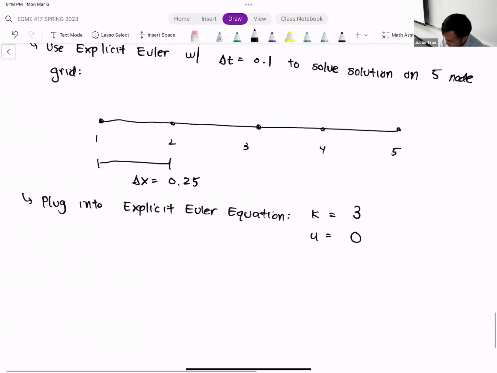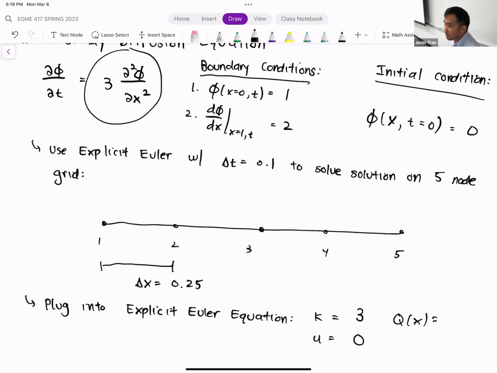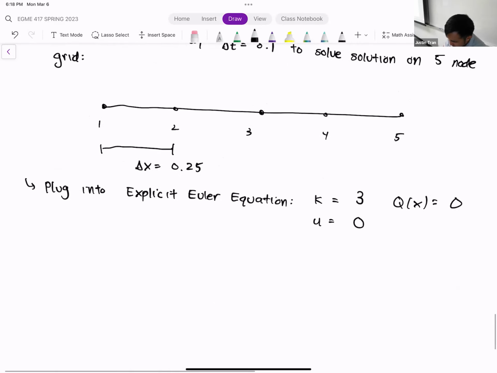So the source term. Remember, the source term is defined as any other functional part of the problem that does not involve phi. In this case, our source term is also 0. Okay? So we don't have to worry about that. Okay. So let's plug all this in.